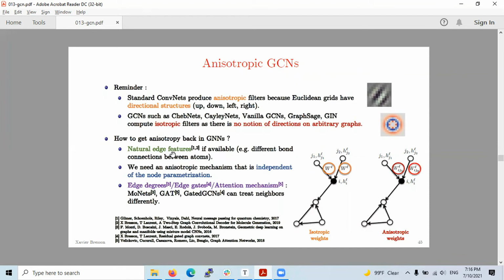So how do we get anisotropy back into GNNs? By using the natural edge features. There are a couple of papers which talk about this. Using the natural edge features means different weights between the nodes. Because the moment you have different weights between the nodes, that starts giving us the direction in the convolution layer that we learn.